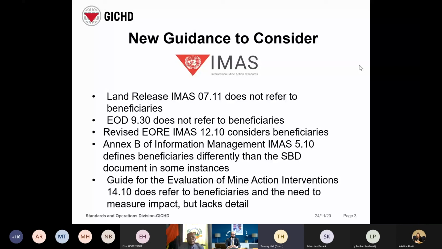We also have obviously some relevant references to beneficiaries in victim assistance. That is still in draft, and we hope it will be approved shortly, but that is a new IMAS.